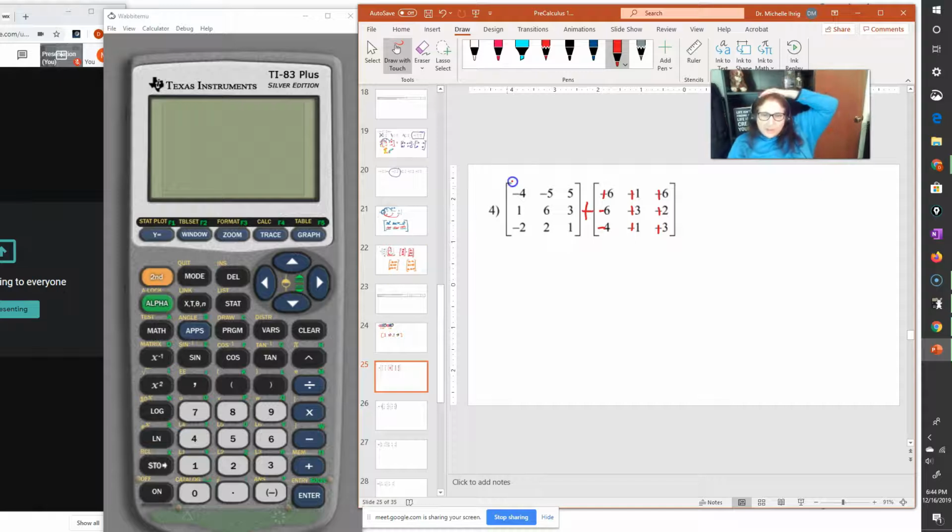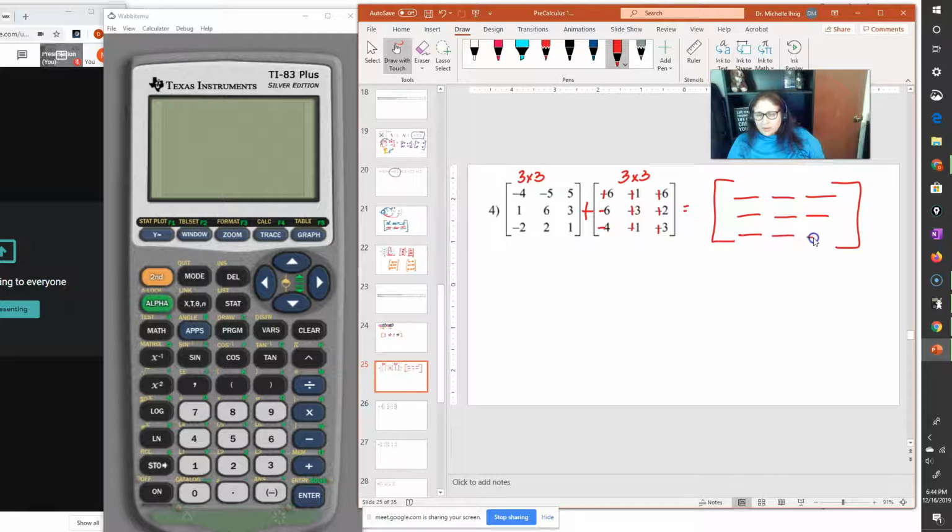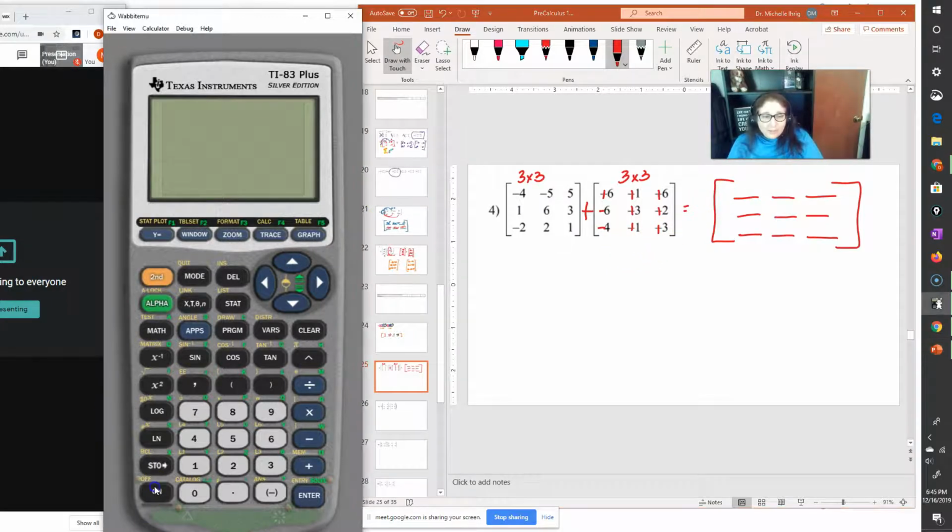So here I double check that I have a 3 by 3, and I'm adding a 3 by 3. So I know my answer is going to be a 3 by 3. So then we just add across. Now, 2 ways that you can do this problem. Before I even changed all the signs, because I'm doing old school, what could you have done? Probably the better way would have gone right to your calculator, second matrix, go over to edit.